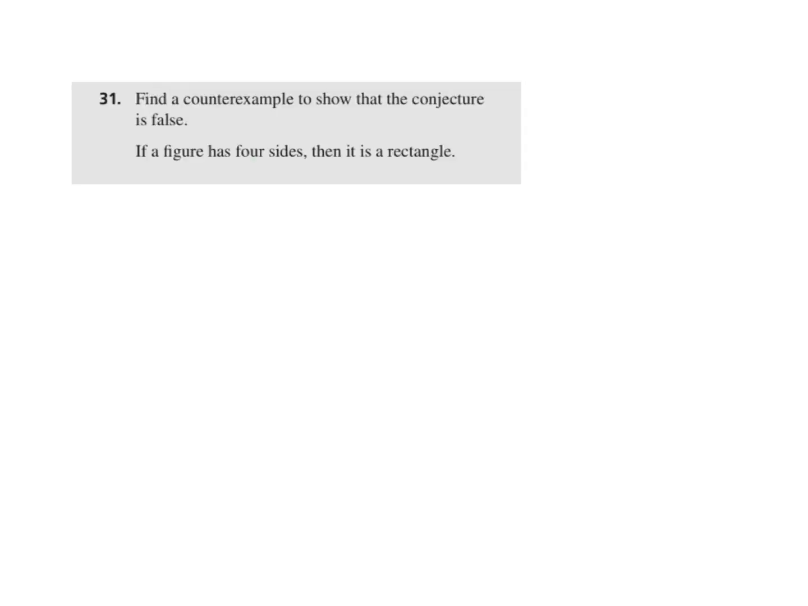Okay, find a counterexample to show that the conjecture is false. If a figure has 4 sides, then it is a rectangle. Well, first of all, a trapezoid has 4 sides. So there's your counterexample. All right, that's false. That's all you had to do, is find a counterexample. Trapezoid, you could have said that. All right, moving on.